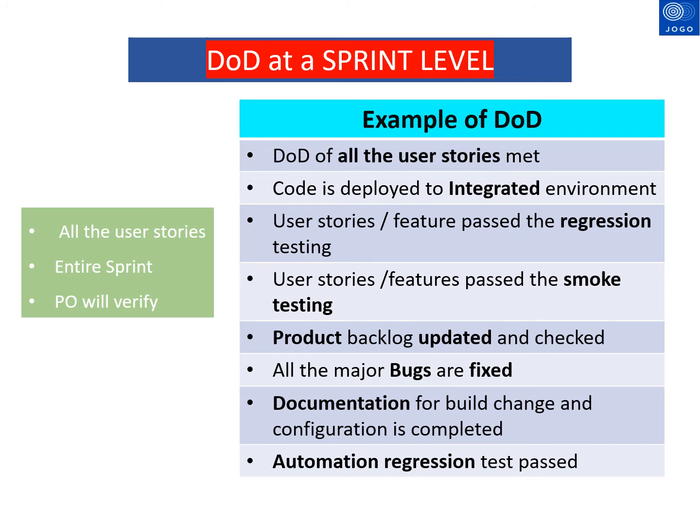The checklist items are: DoD of all the user stories met, code is deployed to integrated environment, user stories and features pass the regression testing, user stories and features pass the smoke testing, product backlog updated and checked, all the major bugs are fixed, documentation for build change and configuration is completed, automated regression test pass. So these are all the items that will be checked as part of DoD validation at sprint level.